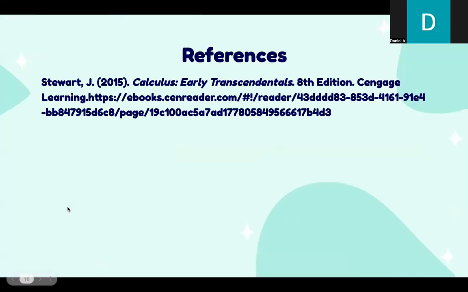I used Stewart 2015, Calculus: Early Transcendentals, 8th edition.